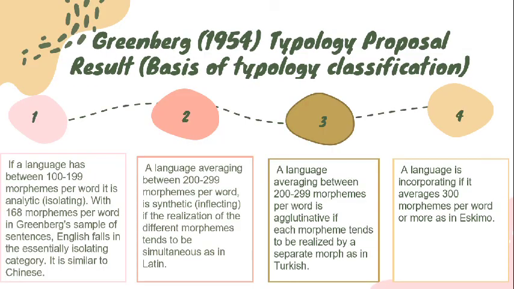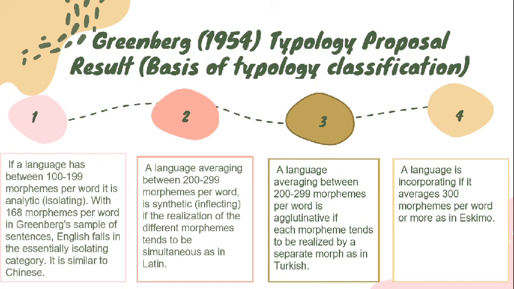If you need to take a note of this one, I have four result typology classifications of Greenberg's proposal. The first one is, if a language has between 1.00 to 1.99 morphemes per word, it is analytic or isolating. With 1.68 morphemes per word in Greenberg's sample of sentences, English falls in the essentially isolating category. It is similar to Chinese.